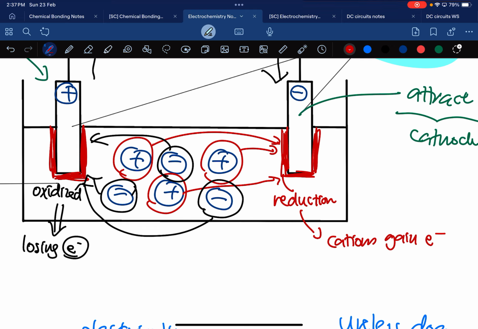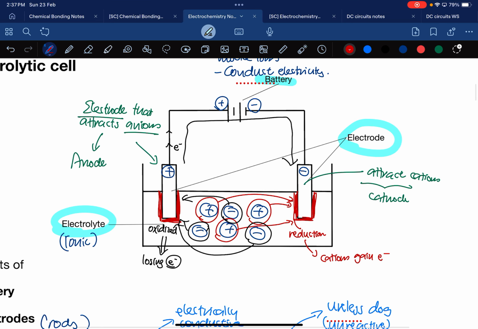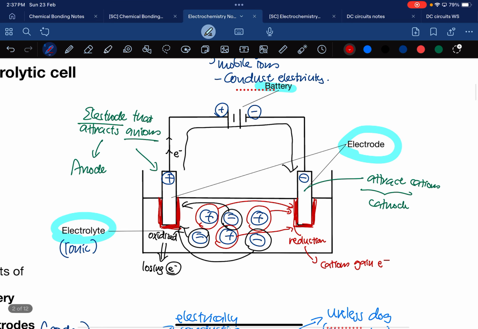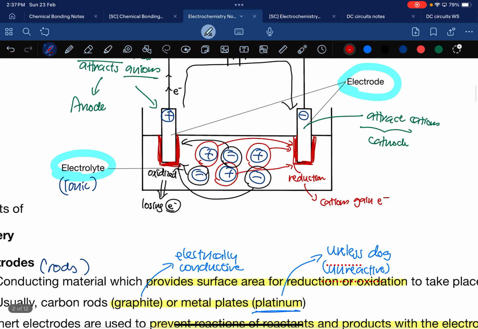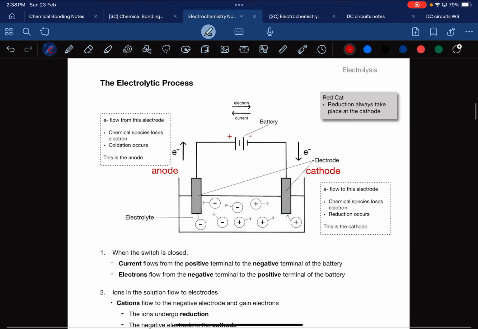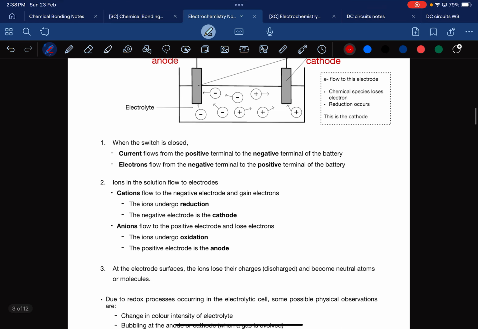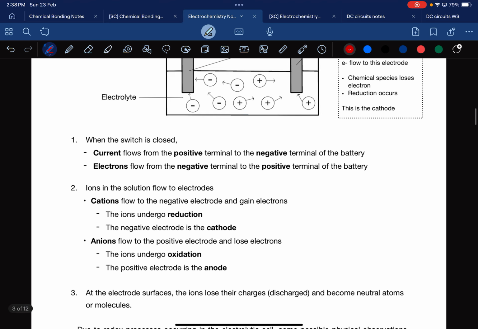Okay, so this is your electrolytic process. Anyone have finished writing it? Okay, good. Let us carry on. So what we did is essentially explain everything over here. I'm going to skip point 1 and point 2. If you want to, just take a quick read. If you want to highlight whatever, go ahead.